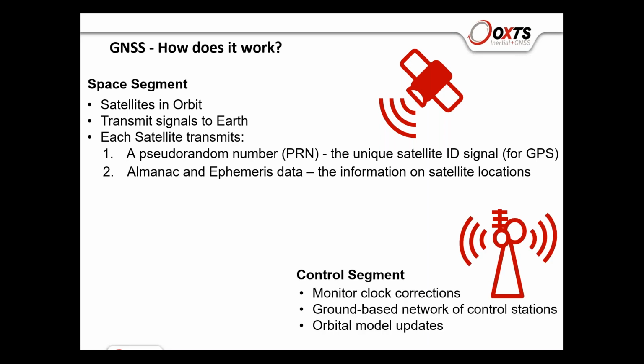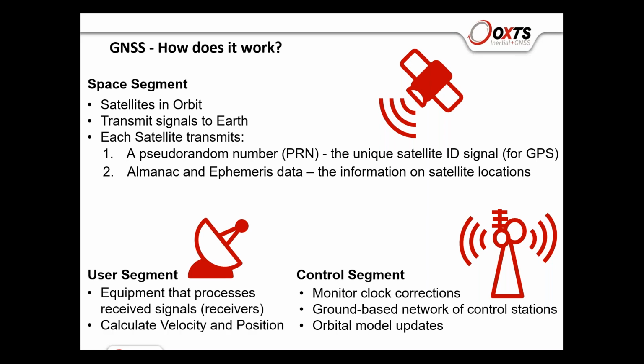Down on the ground, we have a control segment. This is a ground-based network of control stations, and it monitors for clock corrections and orbital model updates. And then we have the user segment. That's us, that's the RT. That's equipment that processes the received signals and calculates velocity and position.